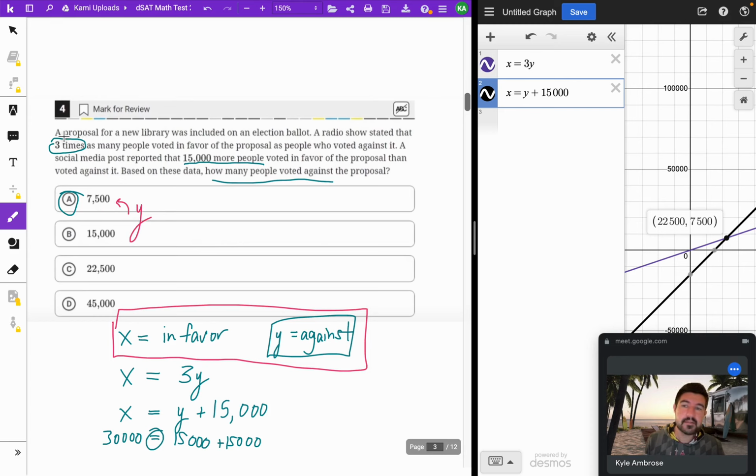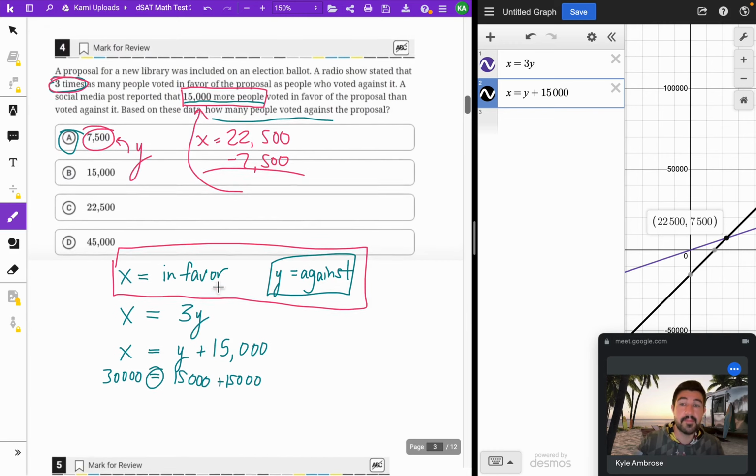And then my x would be 3 times as many as that, which would be 7,500 times 3, which is 22,500. And then you would just check from there and say, is that 15,000 more than 7,500? And you would do 22,500 minus 7,500, and you would get 15,000. So that's an easier way to do it. Looking back, now that we know the answer is A, we could have gone through and done that test as well. So if you don't want to write that equation, you could do it the way we did in pink.